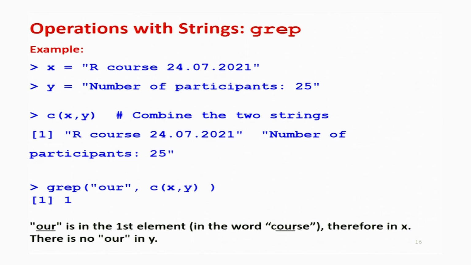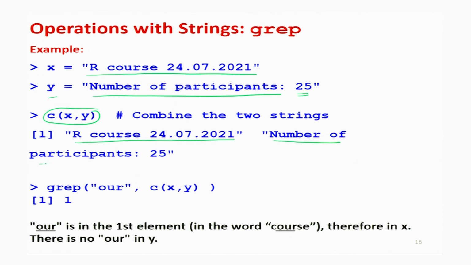So now I try to take one more example, in which I'm trying to consider two strings, right? One is x and the other is y. X is our course 24.07.2021 and y is number of participants colon 25. Then I'm trying to combine these two strings, which gives me cxy. So the value at x will be here and the value at y will be here.